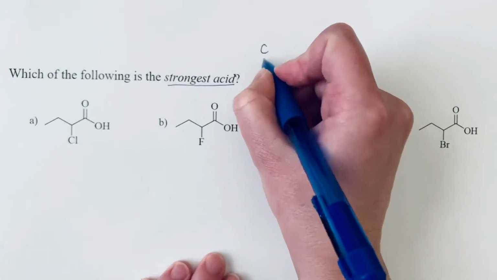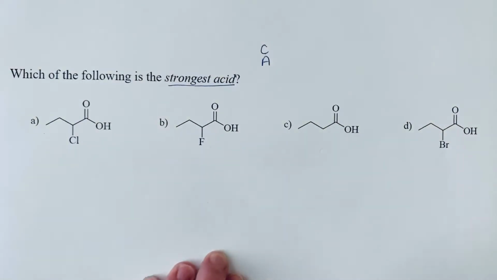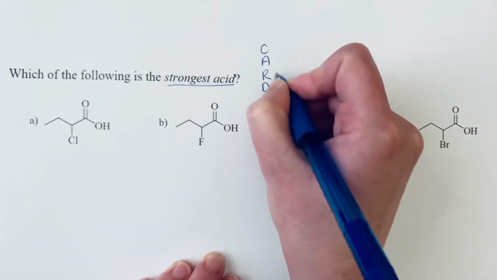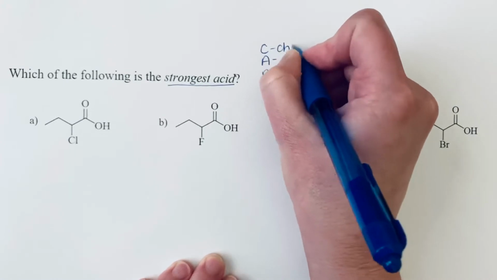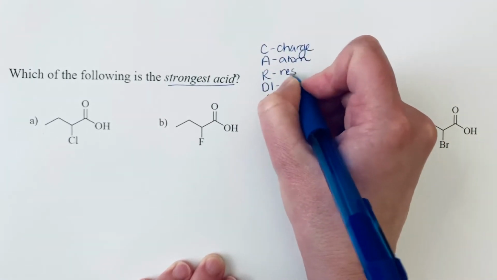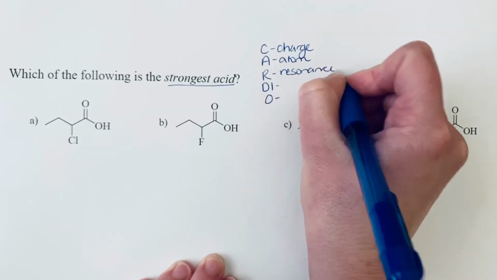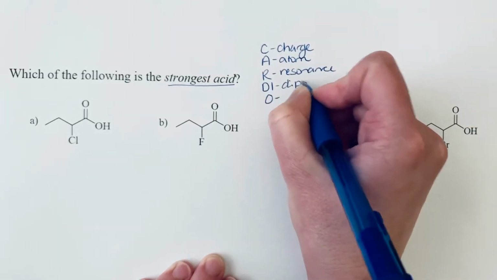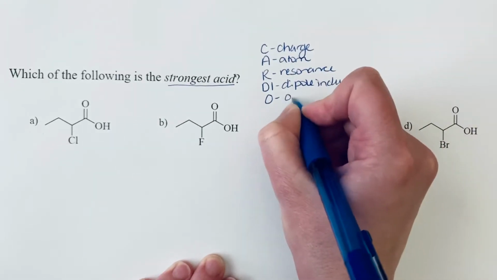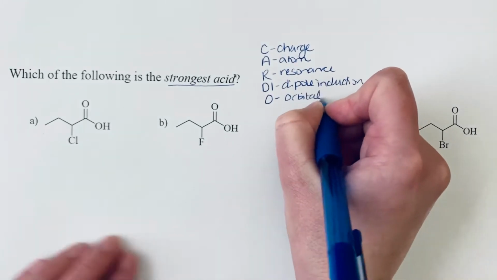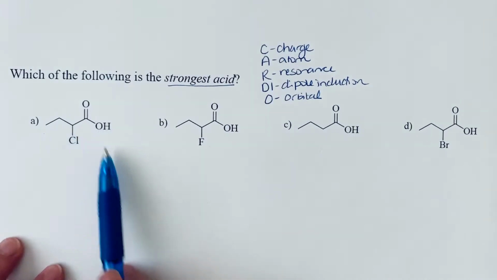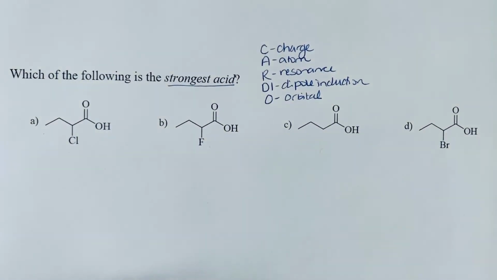So the general acronym that we've been using is CARDIO, C-A-R-D-I-O. And so C is charge, A is atom, R is resonance, Di is dipole induction, and O is orbital. And so C, charge: if we had one of these that had a positive charge on the carboxylic acid, if it was protonated, then that would be the strongest acid.